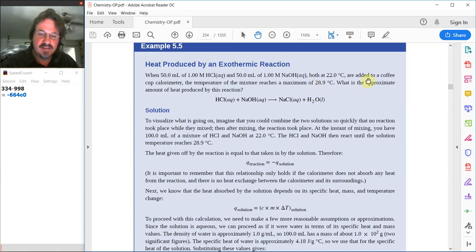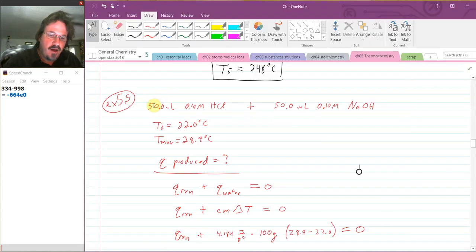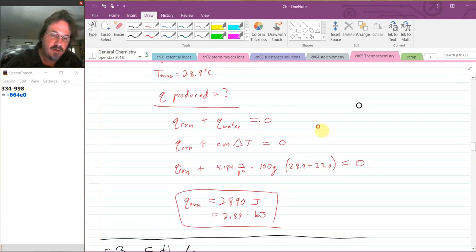Now, what is it asking us? It's saying, what is the approximate amount of heat produced by that reaction? Okay, so 50 milliliters of 1 molar hydrochloric acid, 50 milliliters of 1 molar sodium hydroxide. Again, initial temperature is 22, final is 28.9. The reaction heat plus the water heat will add up to 0. Again, in all these problems you're going to start off that way, because one of them is going to be positive and one of them is going to be negative.